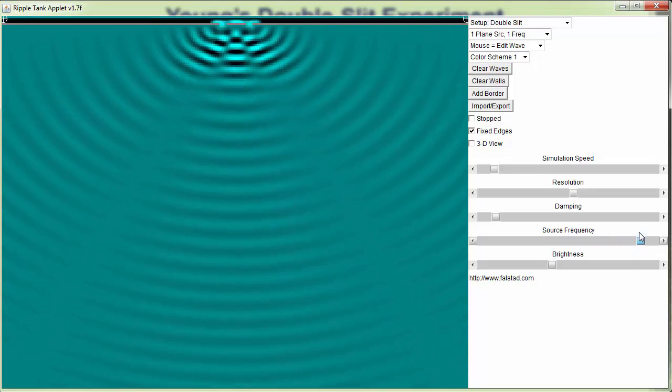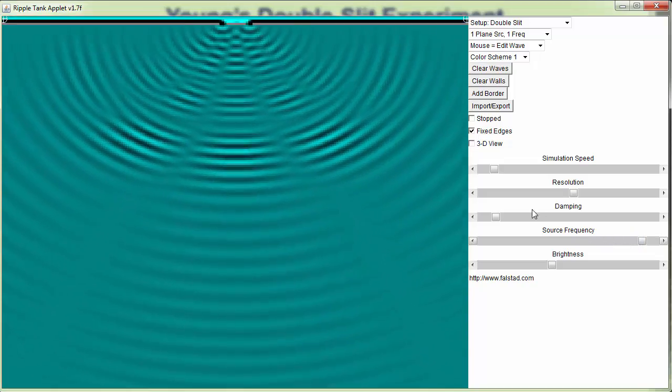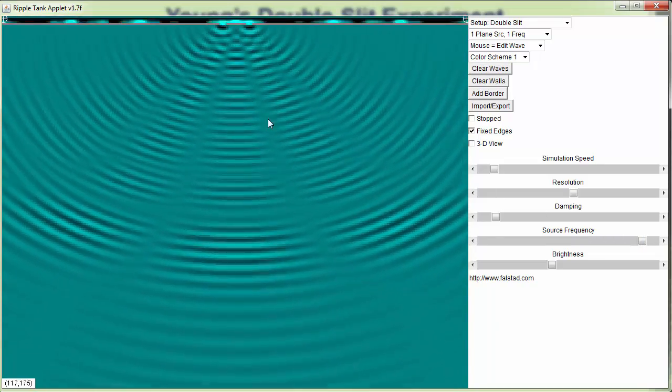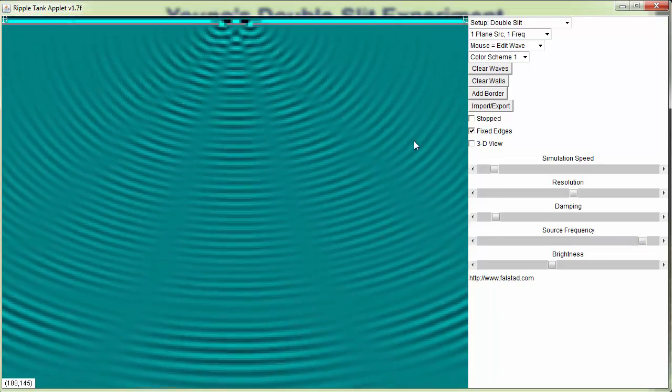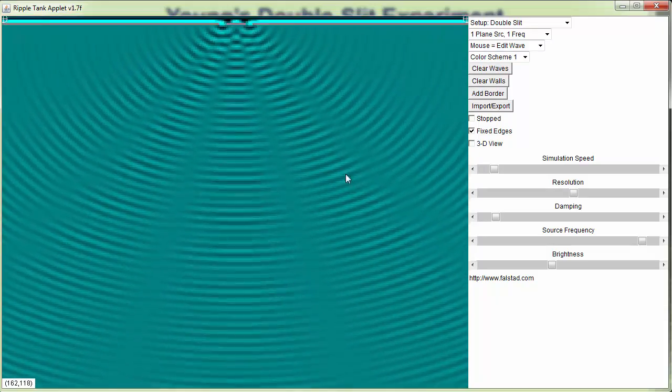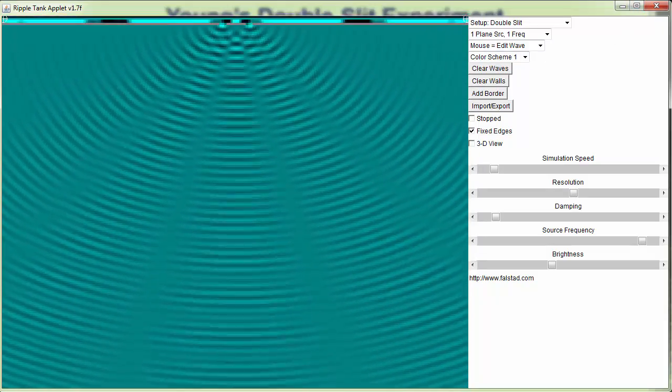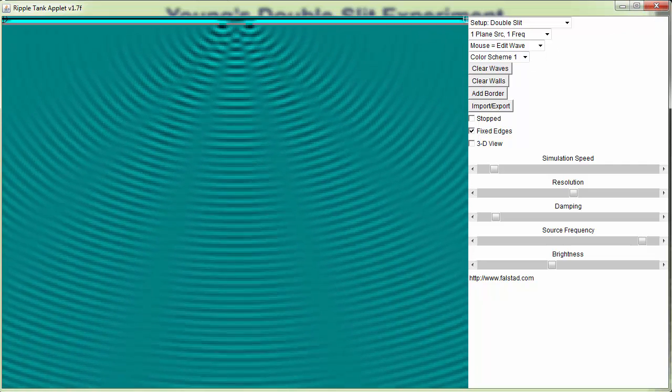So anyway, frequency changes the pattern. The higher the frequency, the narrower the pattern, the less the bending of the wave, in this case light. I guess I never really got back to our story.